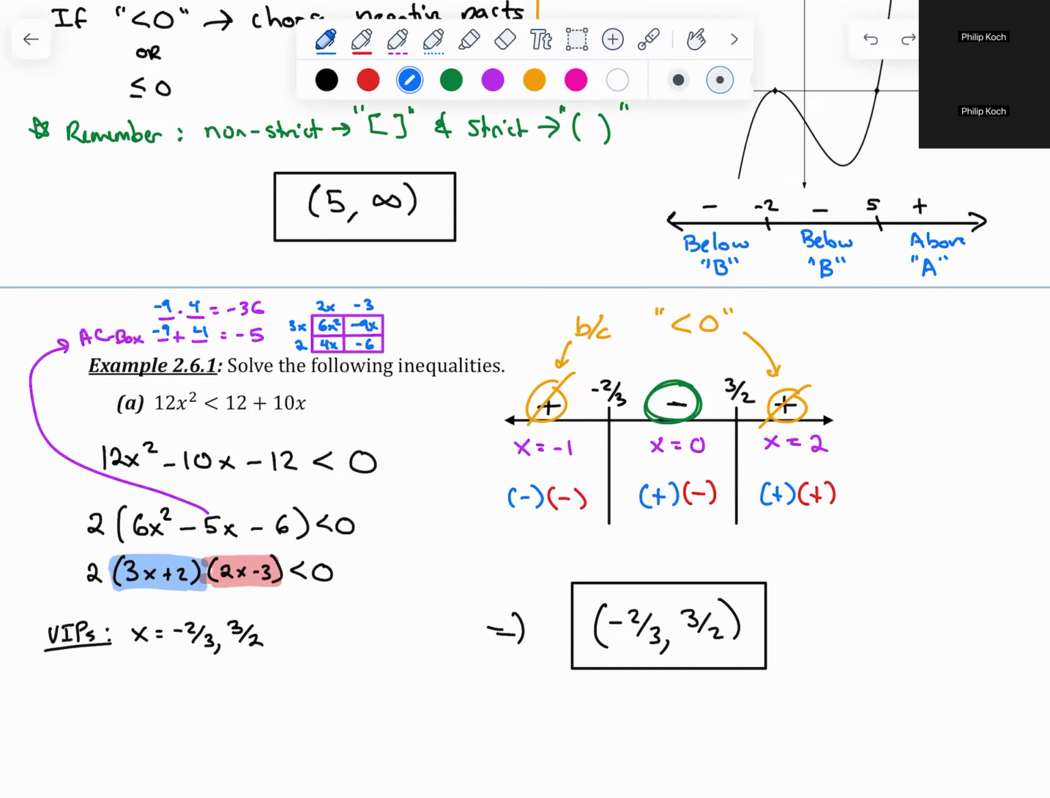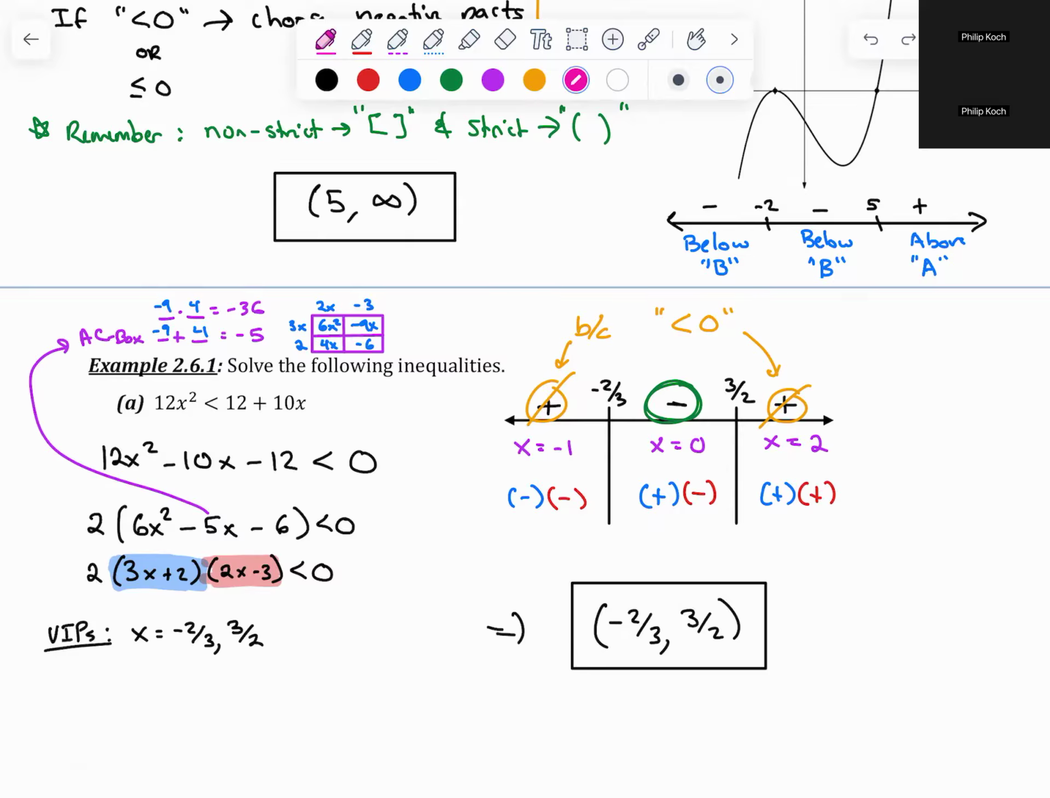How would we know to do this setup compared to just solving normally? Because if I see "solve," nothing is indicating that I need to. So the thing that is indicating a number line, there are two things.